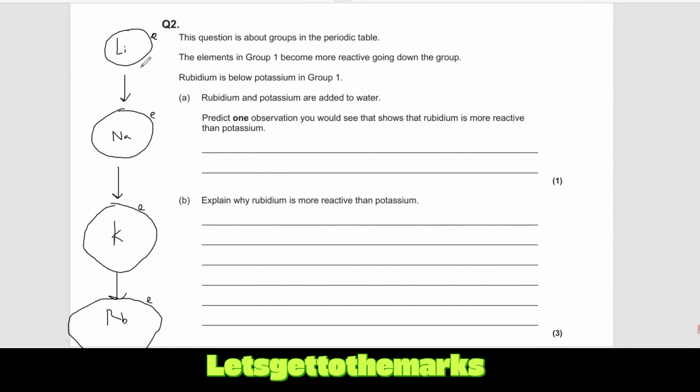Well, what happens when you add a group one metal to water? I'm going to go through and show you. If you add lithium to water, guess what happens? You get an alkali forming, a hydroxide. You tend to get this when you add most metals to water, though not all. You get a hydroxide. You also get hydrogen gas.